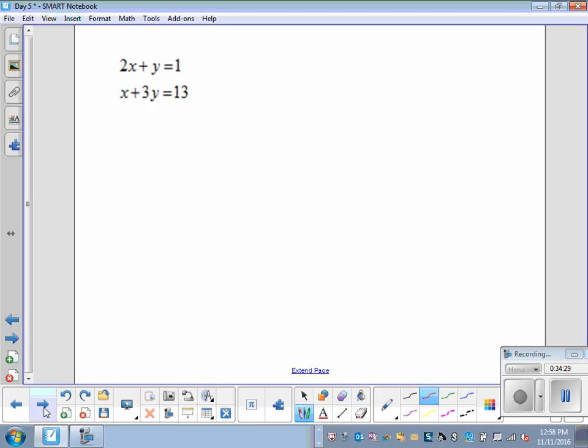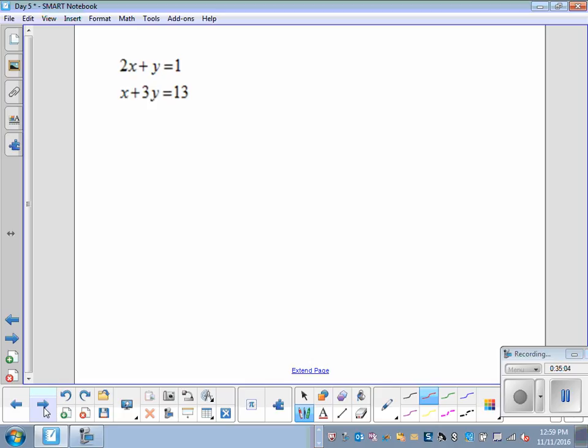Okay, so this one, the coefficients are different from 1, right? Before you always had just 1. So this one, 2x plus y equals 1, x plus 3y equals 13. How can I modify one of these equations so that I have opposite coefficients for one of the variables? I want to have either for x or for y the opposite coefficients. So what do I do?